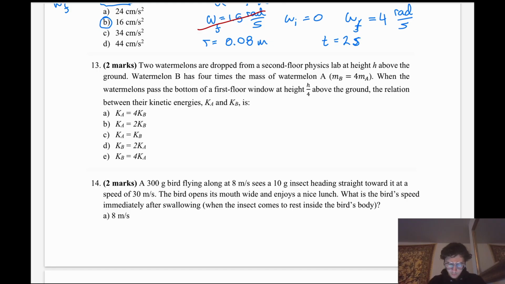Two melons are dropped from a second floor physics lab at height h above the ground. Watermelon B has 4 times the mass of watermelon A. When the watermelons pass the bottom of the first floor window at height h over 4 above the ground, the relation between their kinetic energies KA and KB is equal to... okay, so they're dropped from the same height.